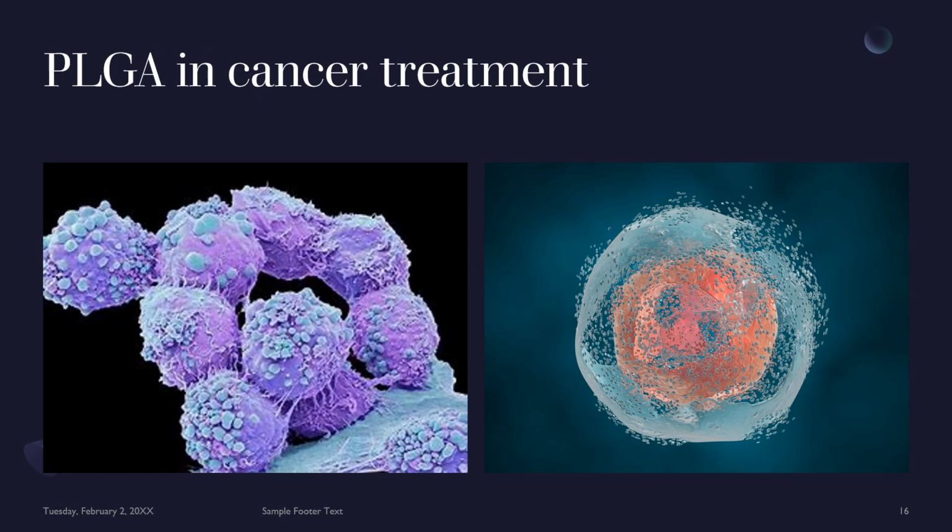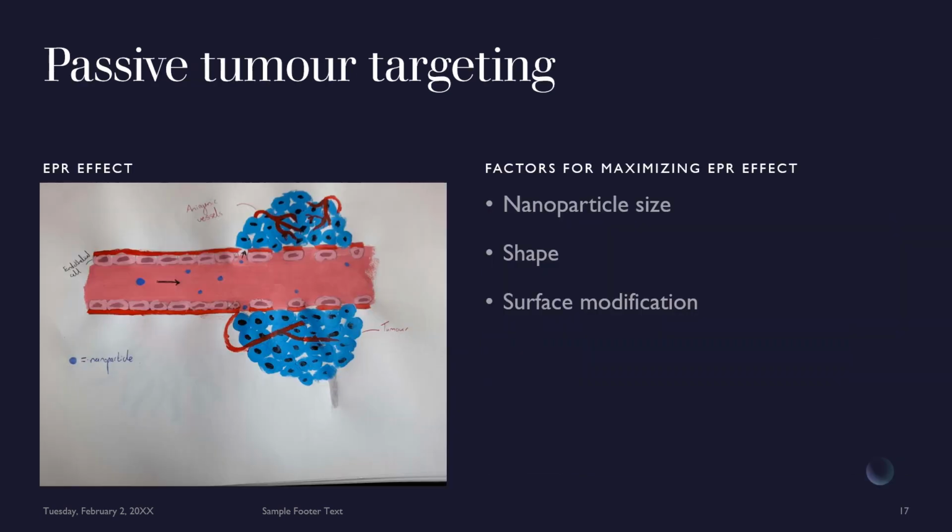PLGA-based nanoparticles have been successfully used to encapsulate anti-cancer drugs, such as cisplatin and doxorubicin. These nanoparticles can target tumors in two ways, passively and actively. Enhanced permeability and retention effect is where nanoparticles can pass through gaps between the abnormal endothelium cells and accumulate more in tumor tissue than normal tissue due to poor lymphatic drainage. Healthy cells are much less likely to be attacked as they are protected by the tight-knit, healthy endothelium cells.